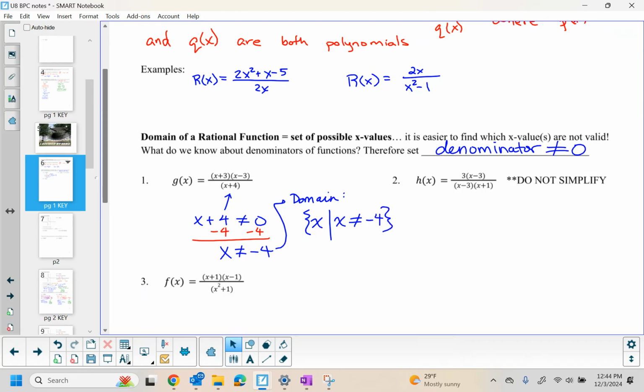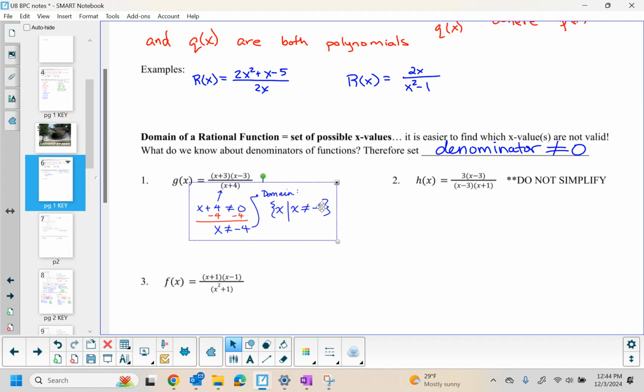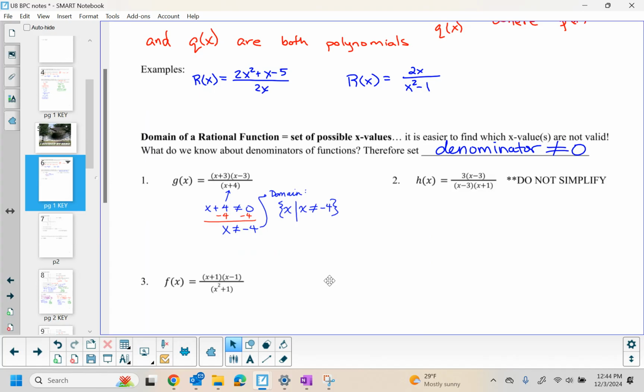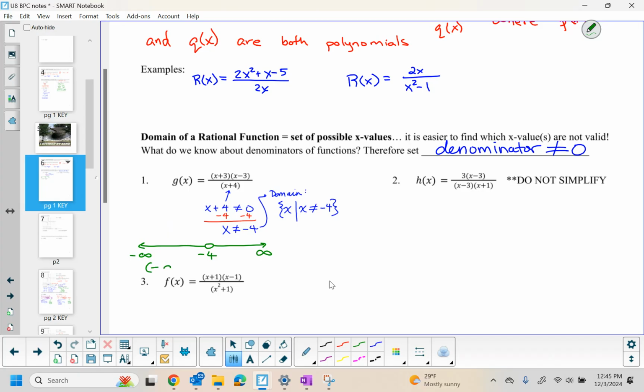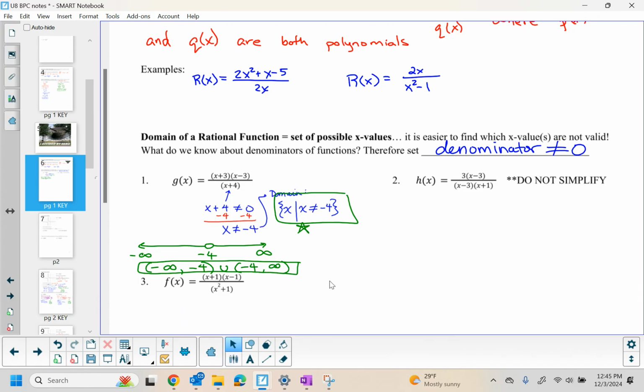While I could write the domain in interval notation, that gets really annoying because I want to be able to write it simply. If I wrote it in interval notation, it would be everything in the real numbers except for -4. So that would be from -infinity to -4, and then from -4 to infinity with all round brackets. So this one is better.